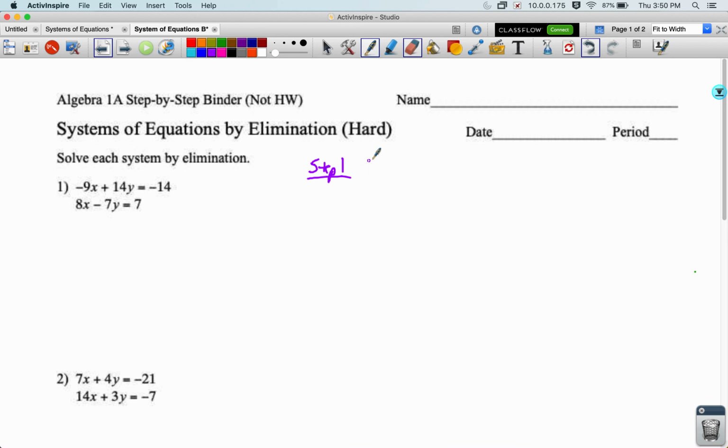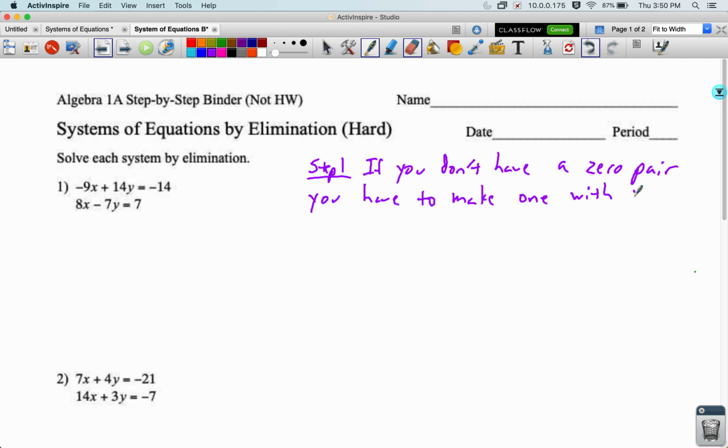If you don't have a zero pair, you have to make one with multiplication. That says multiplication. If you don't have a zero pair, you have to make one with multiplication.